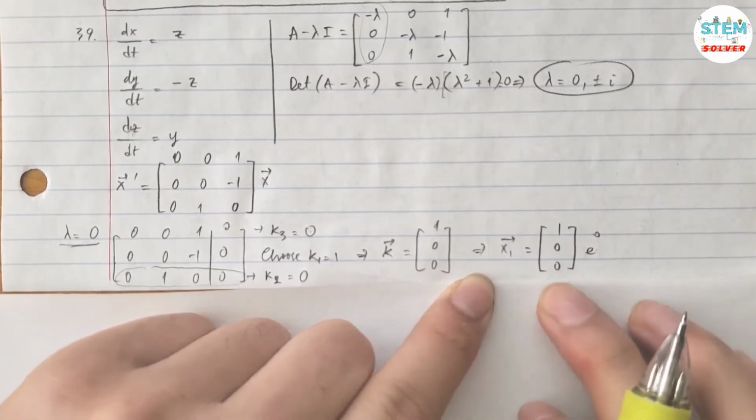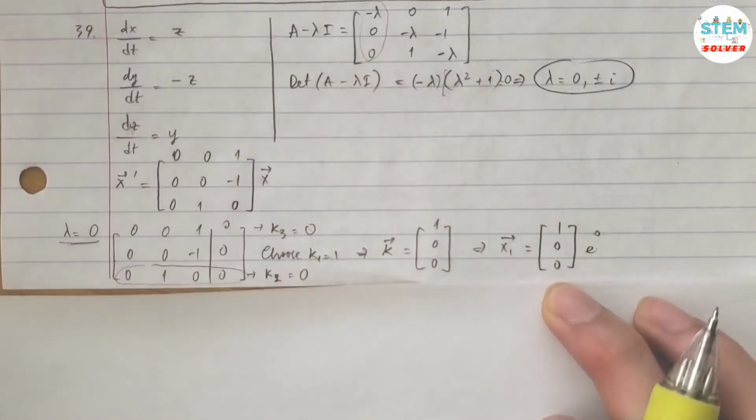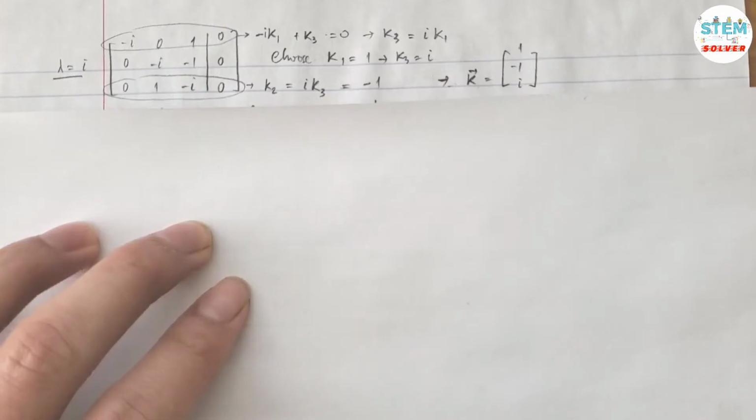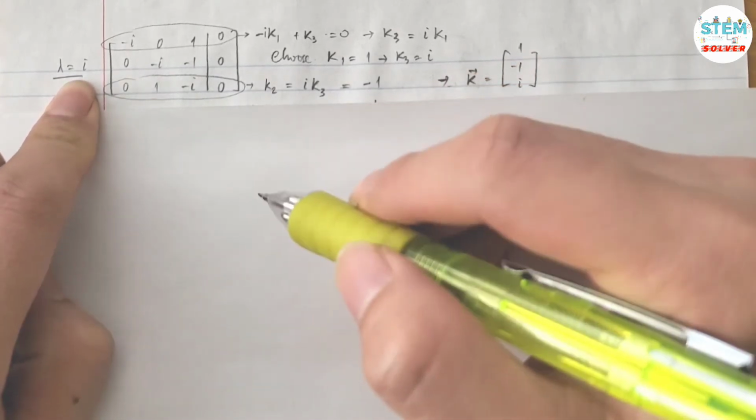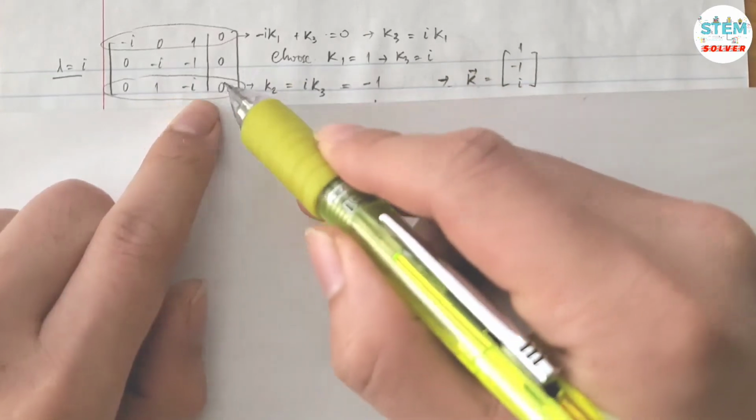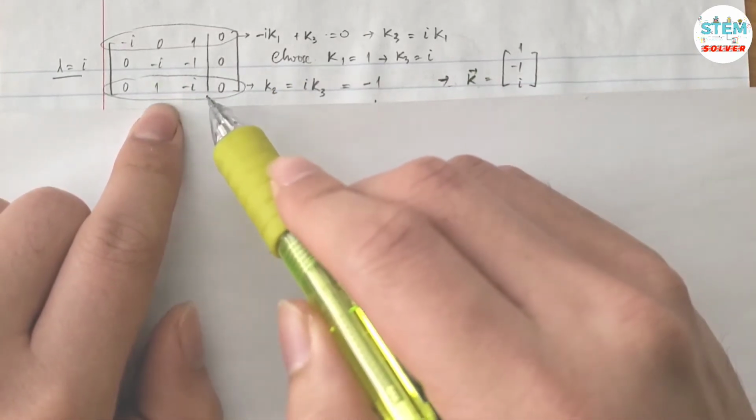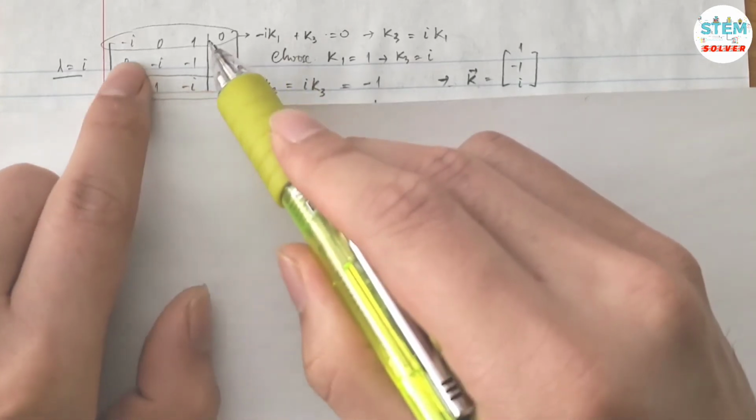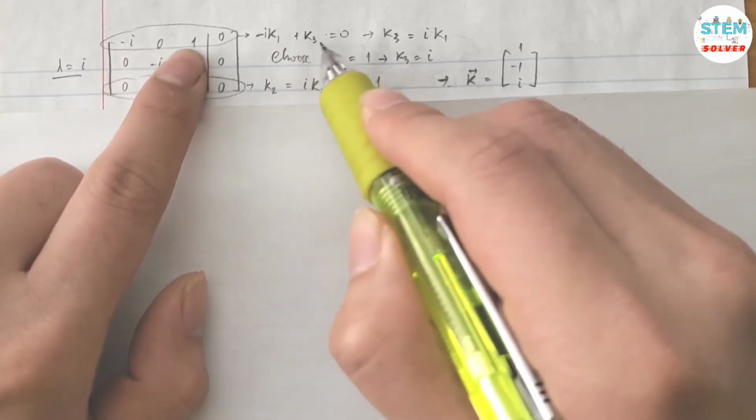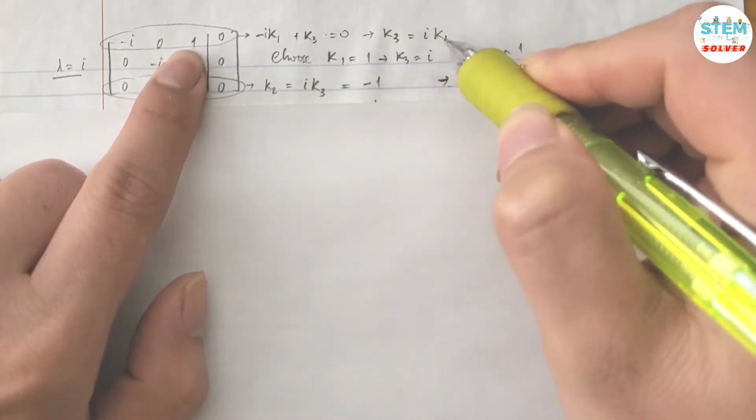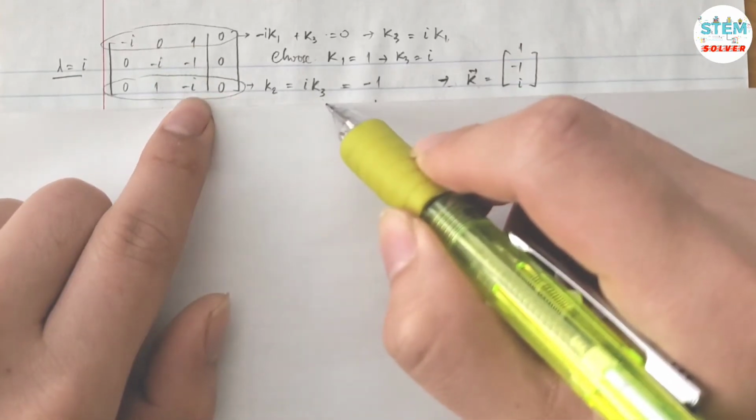Now let's take a look at the case when you have a complex value. For lambda equals i, plug it into A minus lambda I, that gives you this matrix augmented with 0. For the first equation, I have negative i times k1 plus k3 equals 0. Then k3 is i k1. From the third equation, I have k2 equals i k3.